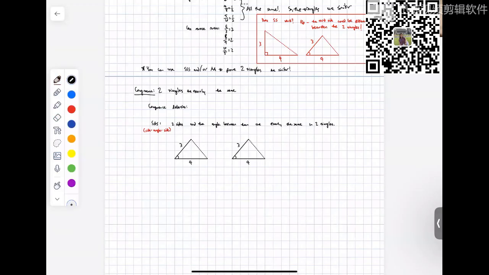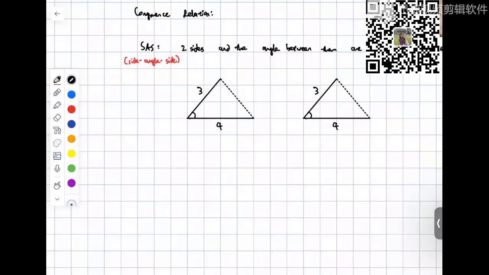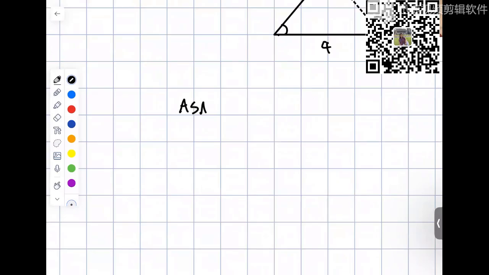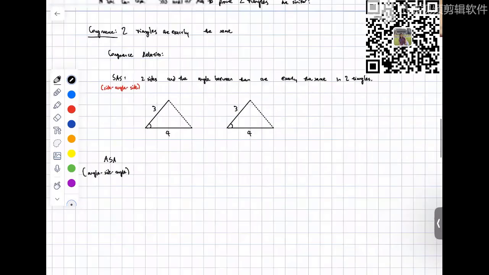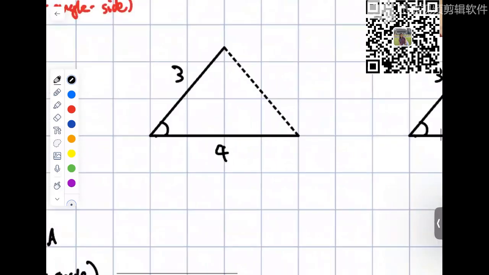Now I'm gonna move on to the next one, which is ASA. And it makes sense when I say two sides and the angle between them, right? Like this angle is in between this side and this side, right? Does that make sense? Mhm. Yeah.